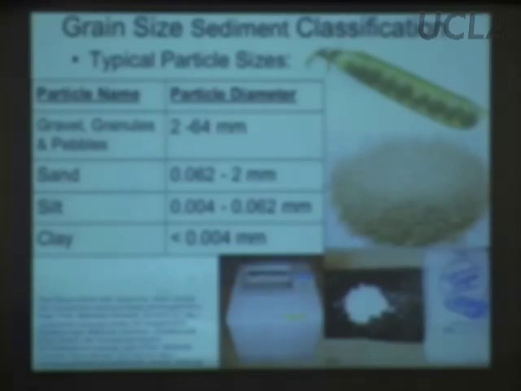Sand of order millimeter, you probably already have a sense of what sand looks like. Silt, material that is fine-grained enough that it's difficult to see individual particles, but you can certainly feel them if you rub it between your fingers. Clay, which has particles that are so small even that it's difficult to feel them or taste them.